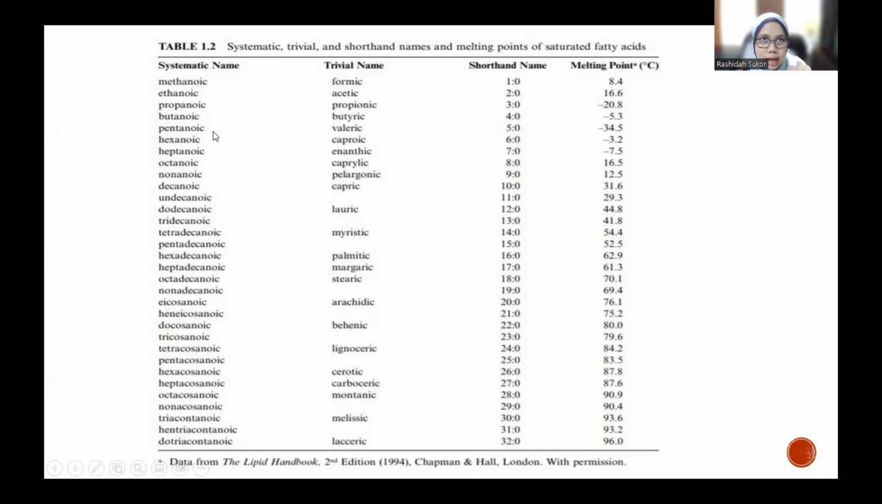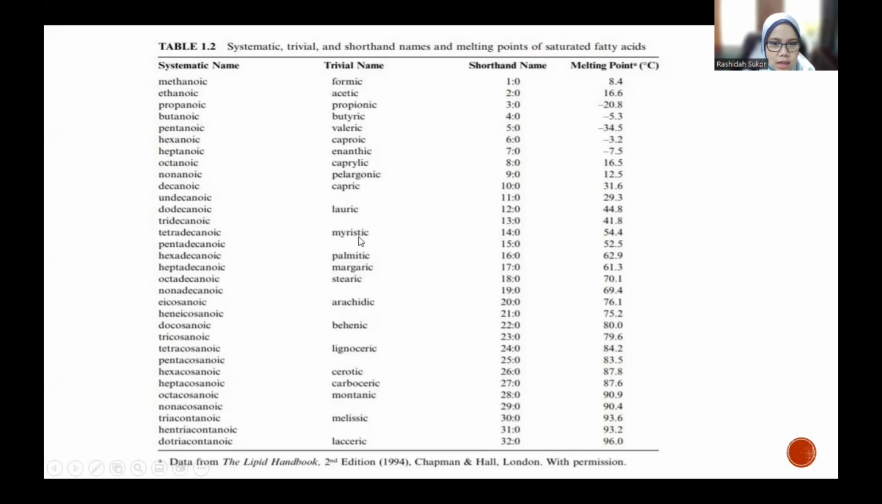Do you remember we used to memorize this during our organic chemistry? Hexa is 6, hexa is always 6. Octa is always 8, right? Deca, nona. So these are the trivial names.